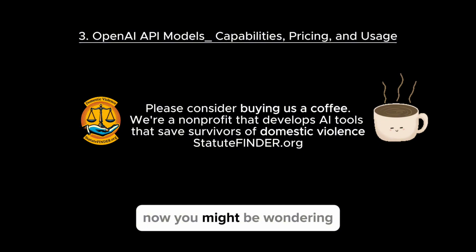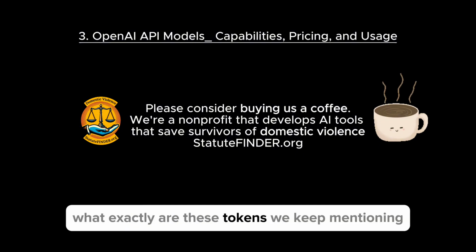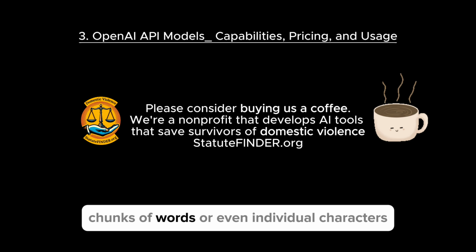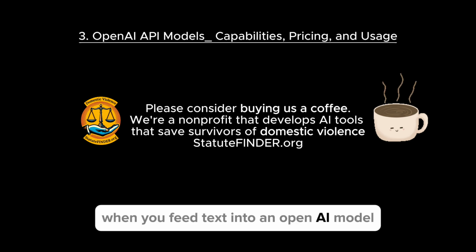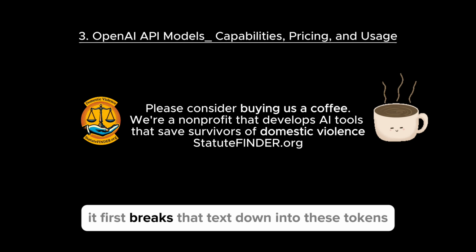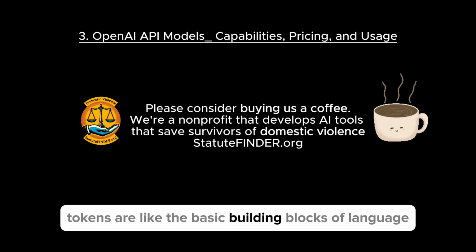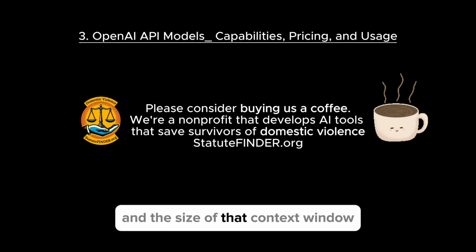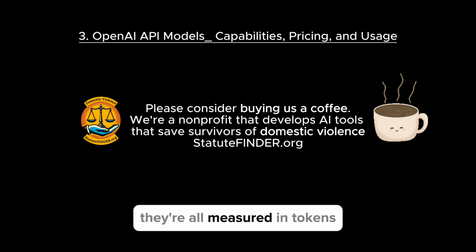Precisely. Now, you might be wondering, what exactly are these tokens we keep mentioning? Well, they're basically chunks of words or even individual characters. When you feed text into an OpenAI model, it first breaks that text down into these tokens. So tokens are like the basic building blocks of language that the model understands. Exactly. And here's why this matters. The cost of using these models and the size of that context window are all measured in tokens.